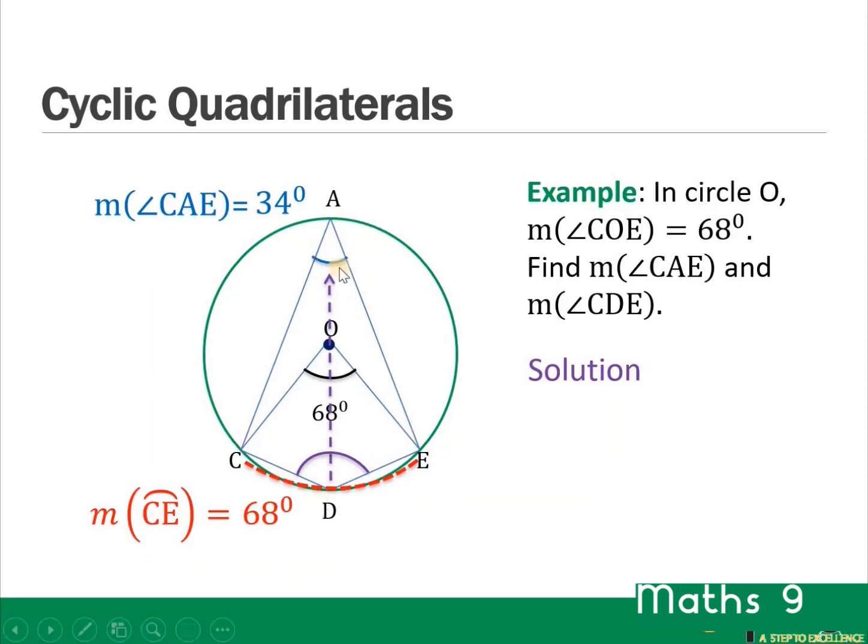Then ACDE is a cyclic quadrilateral, and A and D are opposite, so they add up to 180. So the size of angle CDE is equal to 180 minus 34, which is 146.